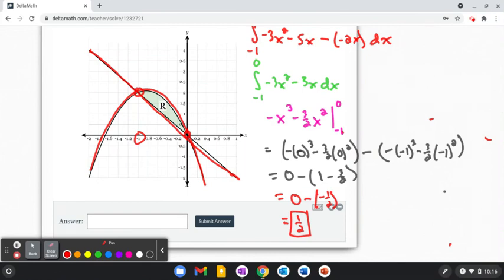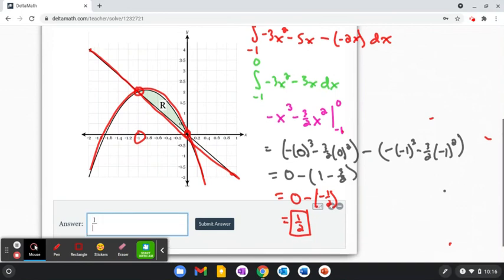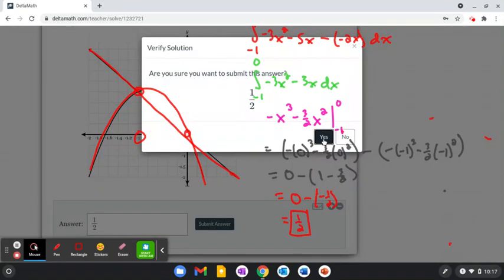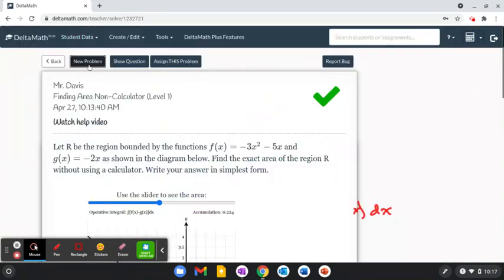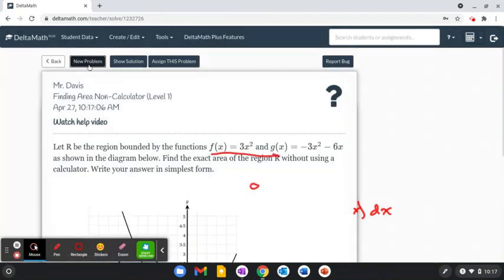Again, if you need to check it on your calculator, do so. I'm going to go ahead and try that. Hopefully we did the math correct. We did see that it was 0.5. If you remember, we looked at that slider, so we should be good to go here. All right, let's see if I can get one maybe just slightly different.